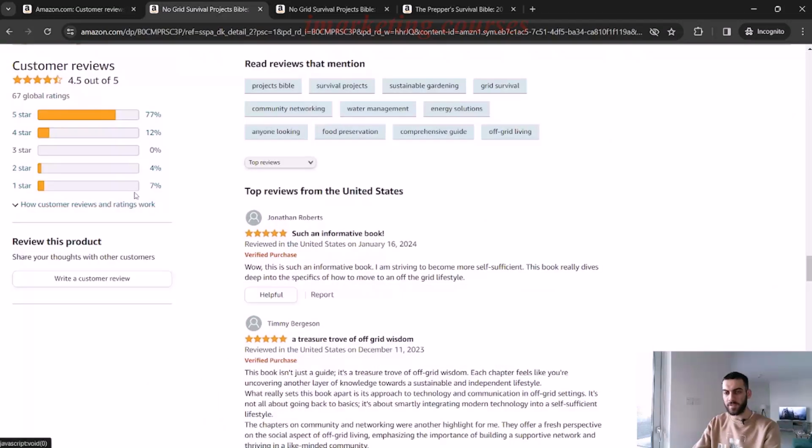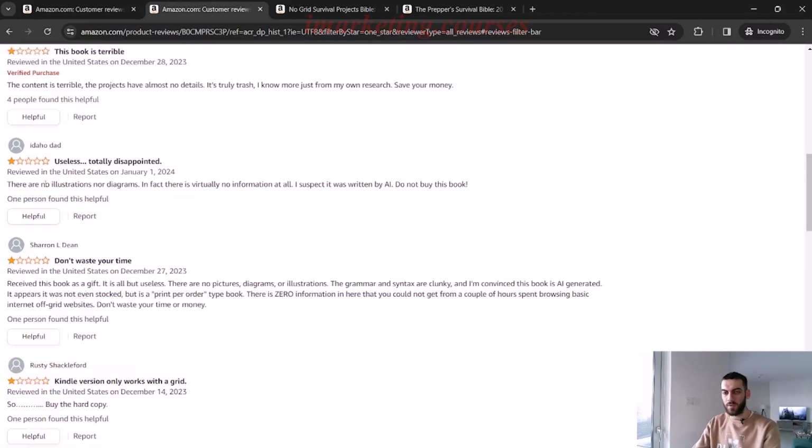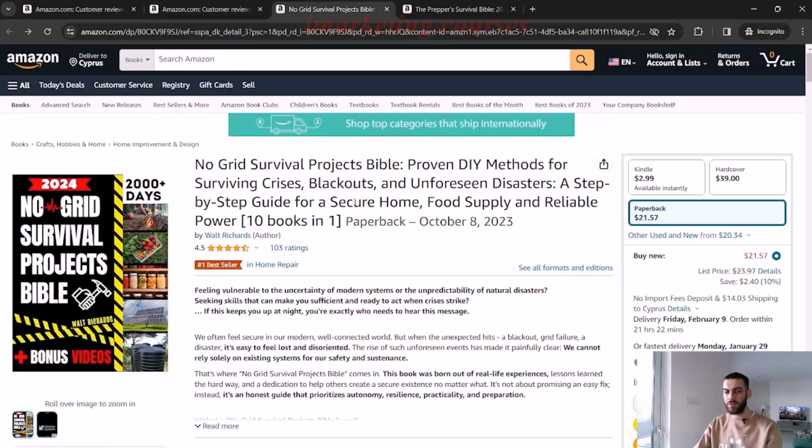Let's see if there's any negative ones for the other competitors. "Content is terrible, no details, no illustrations or diagrams. Suspect it was written by AI. There are no pictures, diagrams, or illustrations." So people really want pictures, diagrams, and illustrations. And even though these books don't have it, they're still selling. So guess what happens when you give them a book that does have it? They're going to buy it. Let's look at other competitors.